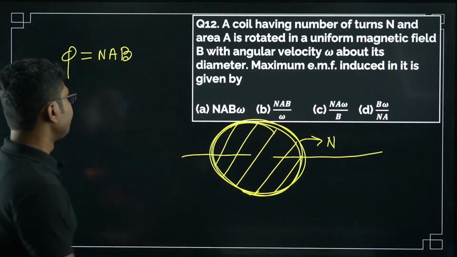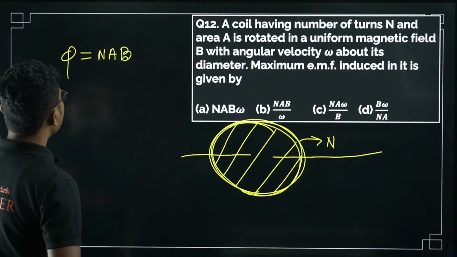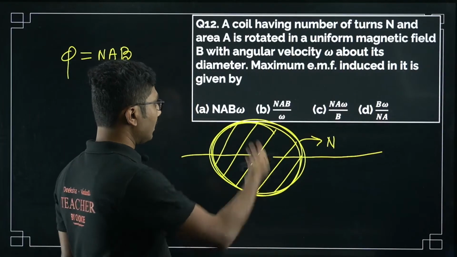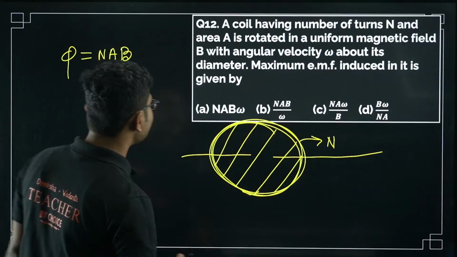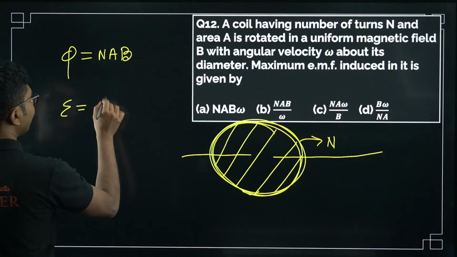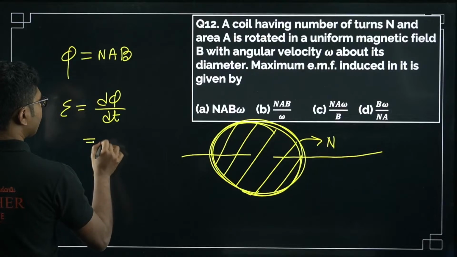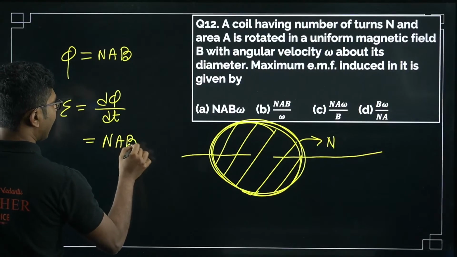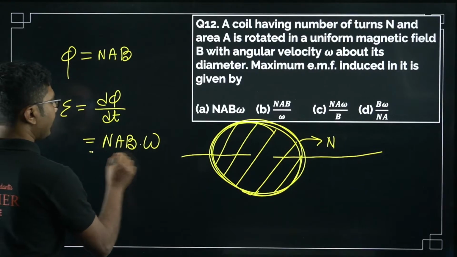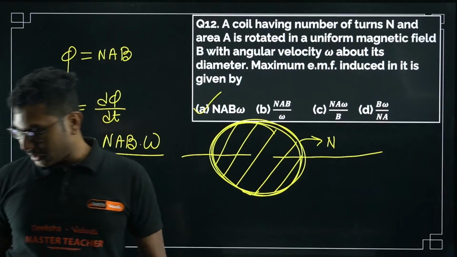And now we have to calculate what is the rate of change of rotation. So rotation is basically given by omega. So the induced EMF is basically d phi by dt. NAB is the flux linked and the time rate of change is basically omega. So it will be NAB omega. So that will be option A is the correct answer, not any other way around.